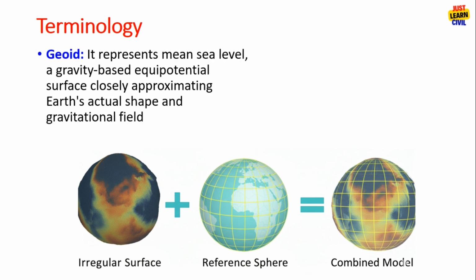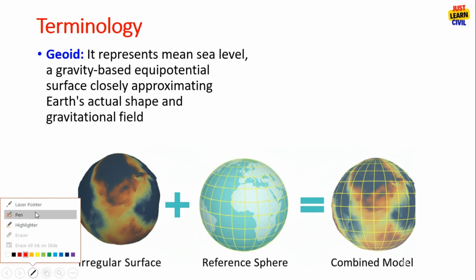The first one is geoid. Geoid means if you join all the points of equal gravity on Earth, then what you will obtain is the geoid. And ellipse is the reference model.